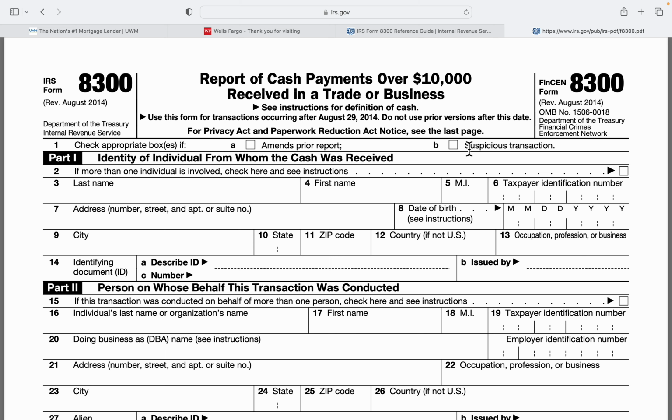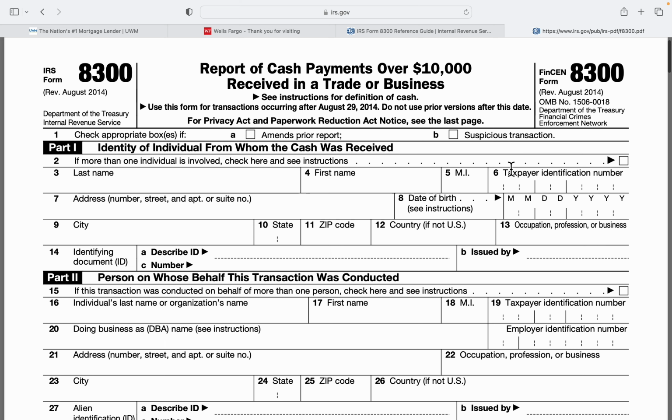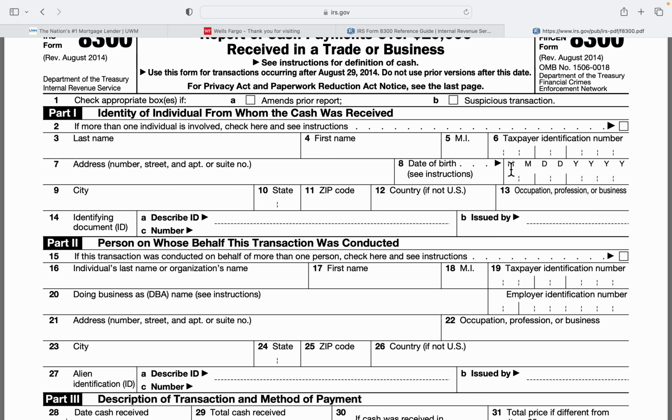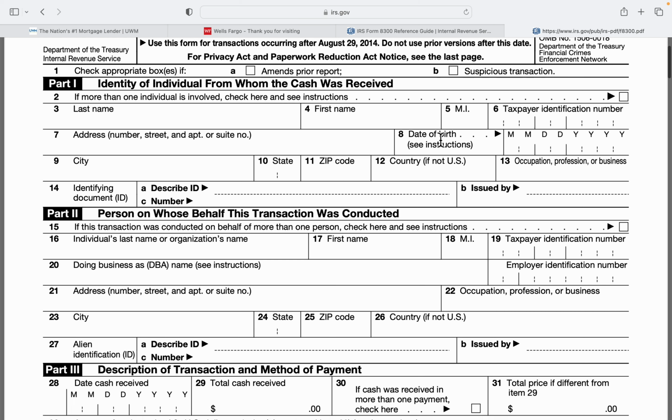You would use box B just to report something suspicious about the transaction. If something doesn't feel right, or you just want to protect yourself from being included in some type of tax evasion, money laundering, or terrorist type of action, you will check off box B.